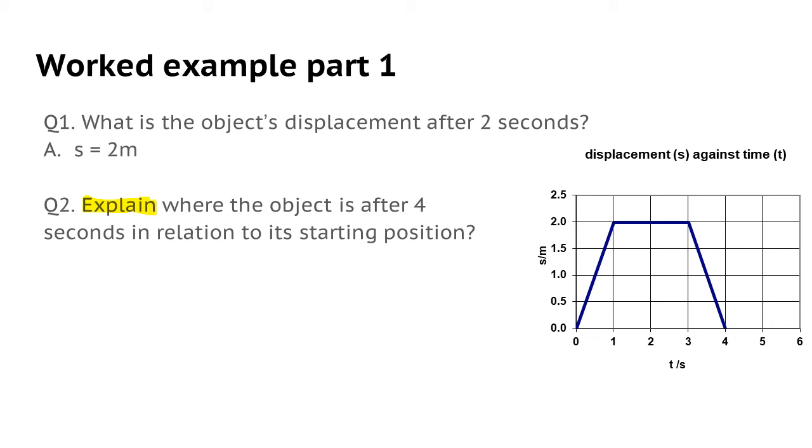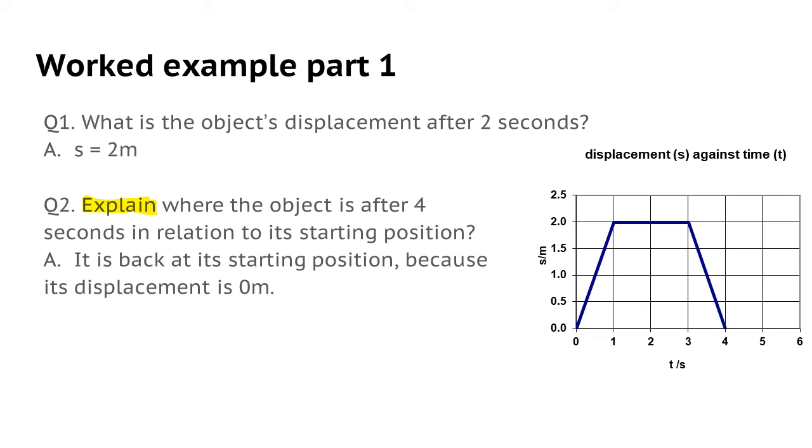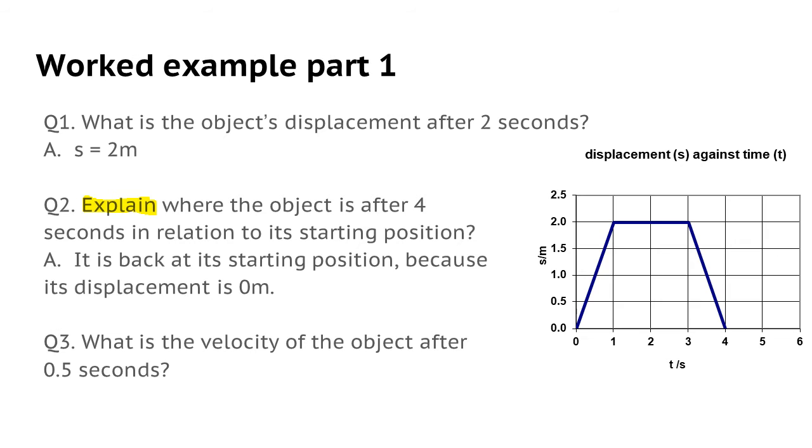Well, from what we said in the last slide, at 0 meters, it's back in its starting position. So we're going to explain this. We have to say that first of all, it's back in its starting position, but we need to say why. Why do we know this? Well, we know this because the displacement is 0. And really, when you get an explain question, saying a little bit extra is not going to do you any harm.